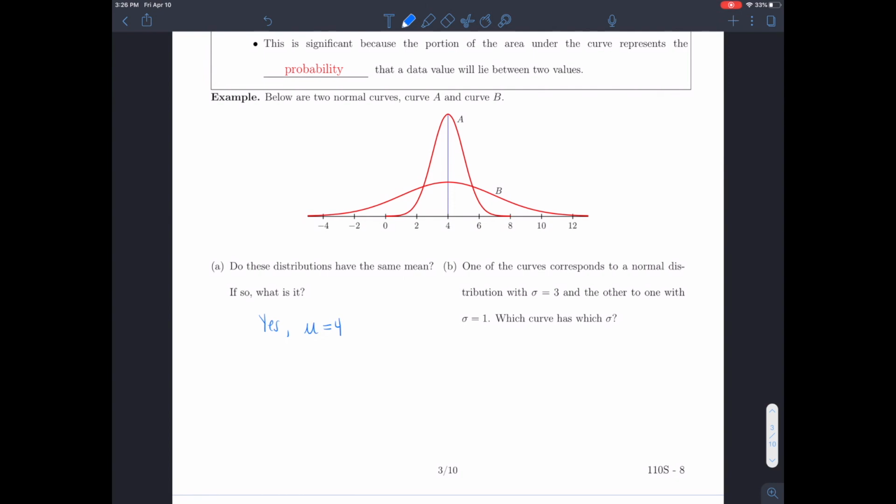Part B says one of the curves corresponds to a normal distribution with sigma equal to 3, and the other with sigma equal to 1. And so we can use the previous example that I just talked about. And so you can see, since this one has a larger standard deviation, it's going to be the wider curve. So curve B has a sigma value of 3, while curve A has a standard deviation of 1.